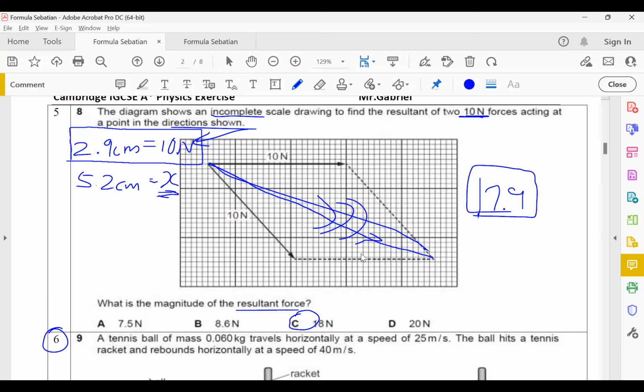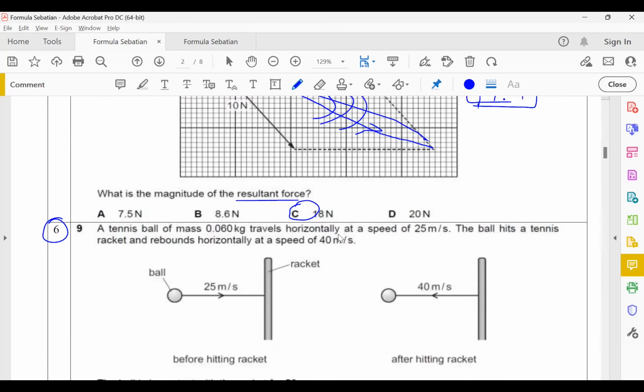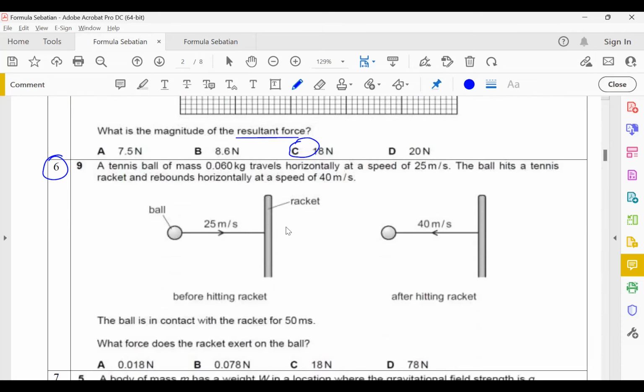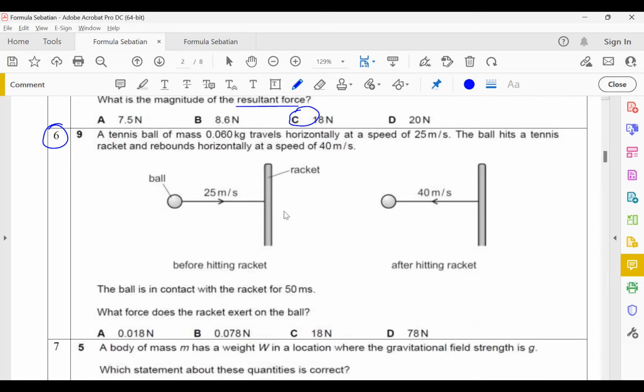And question 6. But if it's a question like this, use a ruler. Yes, you must use a ruler. That's why you need your calculator and your pencil box. Right. Okay, then after that, question 6 here is a bit harder. It's a relatively tougher question. Let's go through it together.